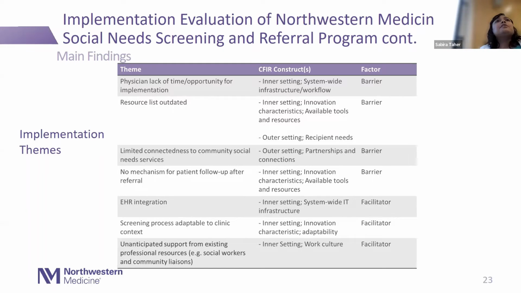We also learned that the resource list on NowPow was outdated. And so whatever community resources may exist in the real world, either were not represented on that list, or those that were on the list no longer existed. And this really relates to the next theme, which is a limited connectedness to community social needs services. Again, not understanding what's going on outside the clinic walls is going to really stand as a barrier to changing patient health outcomes, because you need to know what resources exist. And there was no mechanism for patient follow-up after the referral. So even if a patient was referred to a resource, there was no way of knowing whether or not they used that resource.